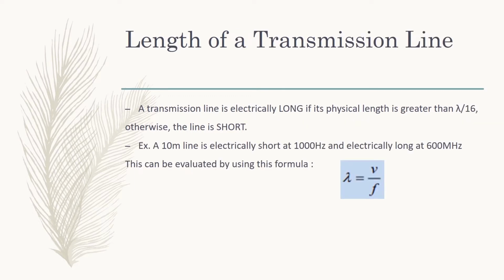Length of a transmission line. A transmission line is electrically long if its physical length is greater than lambda over 16. Otherwise, the line is short. Example, a 10-meter line is electrically short at 1000 Hz and electrically long at 600 MHz. This can be evaluated by using this formula. Lambda is equal to V over F.